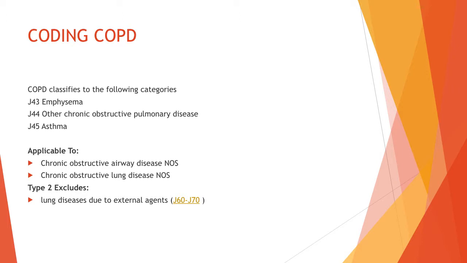There is an Excludes note for lung disease due to external agents. You would use J60 through J70 to code any lung disease due to external agents. Always be sure to review the documentation carefully to determine if the condition is an acute exacerbation or if there is an associated lower respiratory infection.